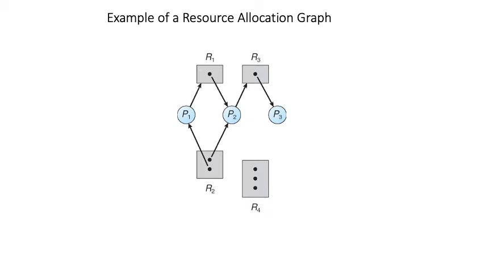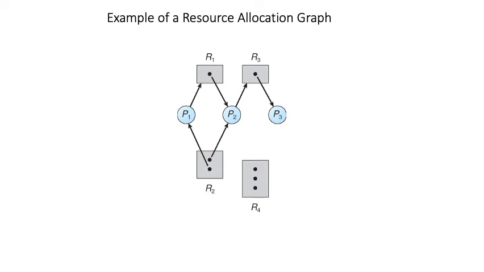So this is an example of a resource allocation graph. From here you can see the relationship between the processes and the resources. As I said earlier, P1 is pointing towards R1, which tells that P1 requests the resource R1. But R1 is pointing towards P2. It tells that R1 is now owned by process 2.